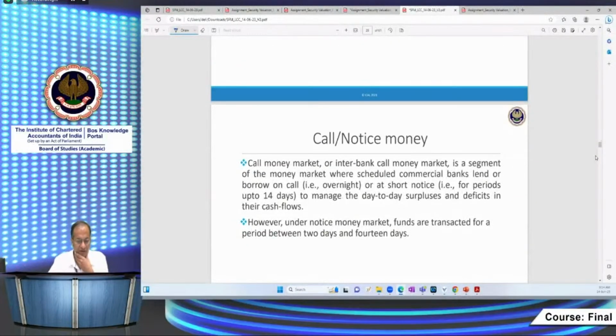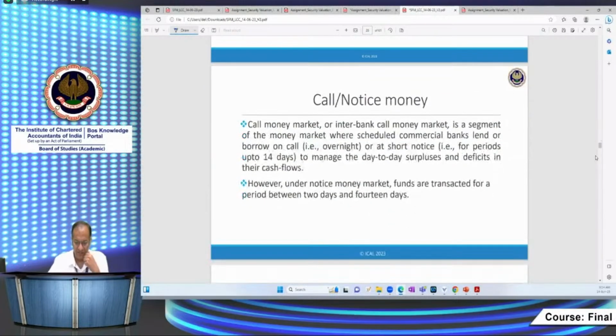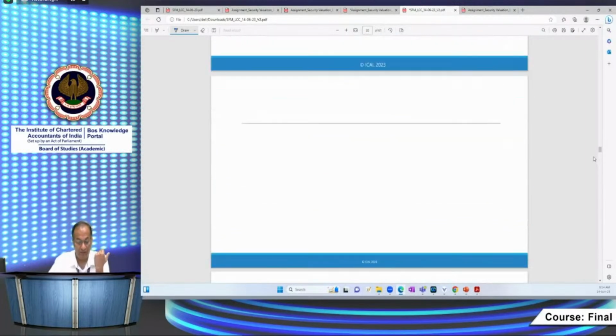Now, the first instrument that has been discussed in our study material is call money. It is normally used by the scheduled banks where they lend or borrow money overnight or for a short period. If the money is used for overnight, it is called notice money. When it is for a duration, say up to 14 days, it is called call money. Normally it is used by the banks.